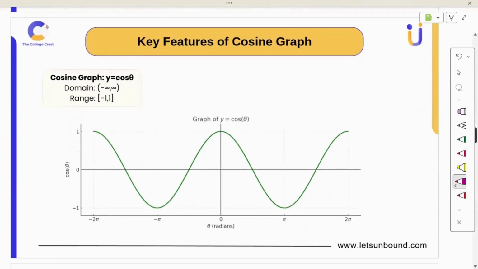Key features of y equals cos theta: domain is all numbers, any angle you can give, negative or positive. Range is minus 1 to 1. Here also the maximum is plus 1 and the minimum is minus 1. If you see something like cos theta is 2, it's impossible. Cos theta cannot be 2.